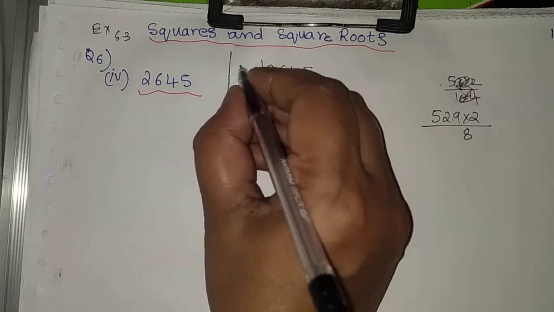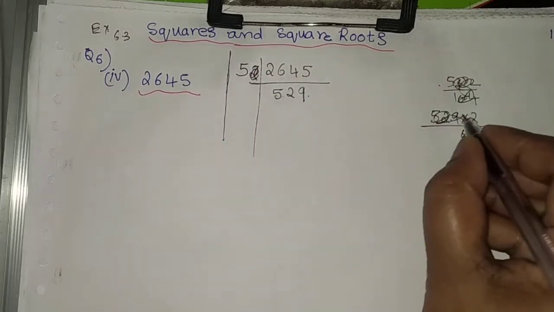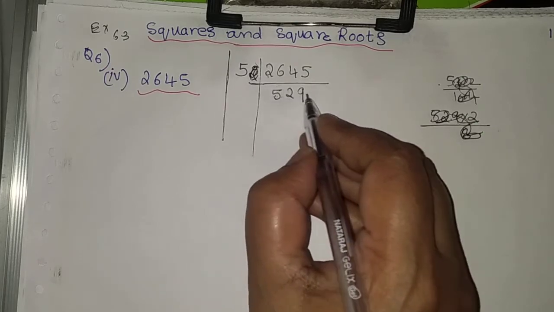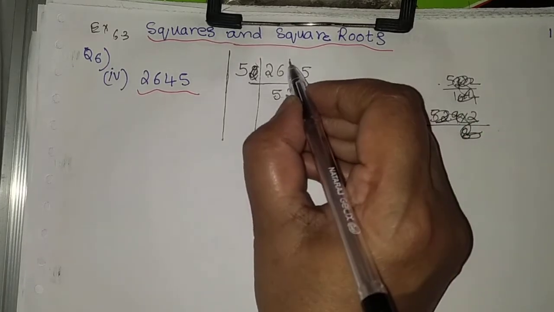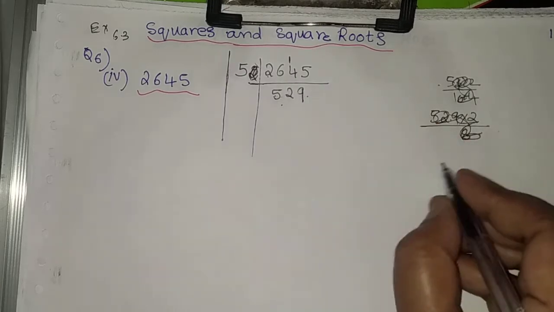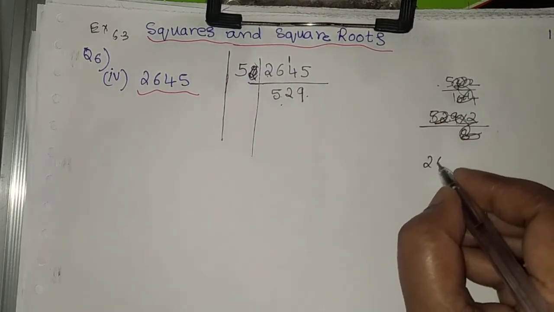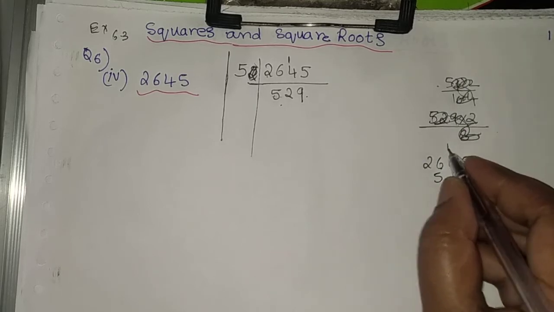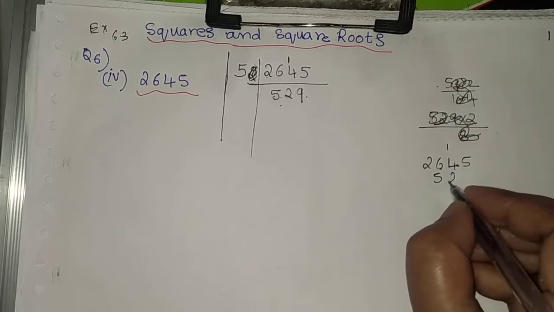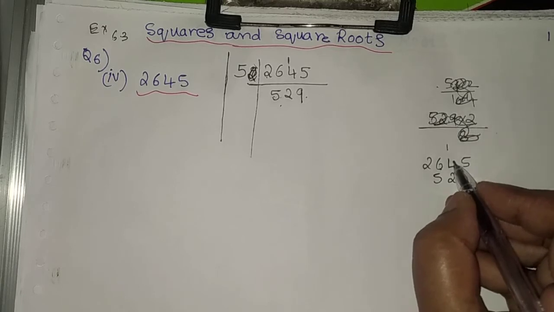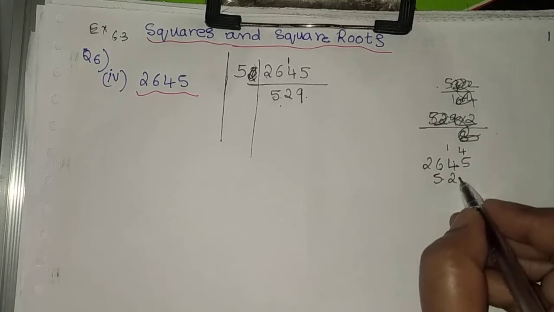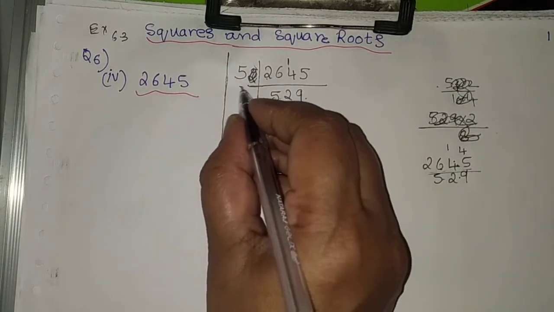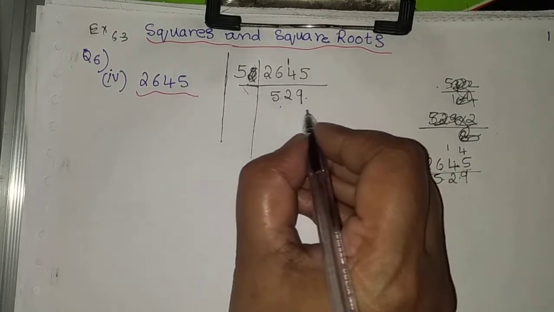Sorry, this is 5, so I made a mistake. You take 5, then 5 5s are 25, 1 is there, so we work 2 6 4 5. 5 5s are 25, remainder 14, 5 2s are 10, then 14 means 4 comes here, that is 5 9s are 45. So this is the way we have to do the factorization step.